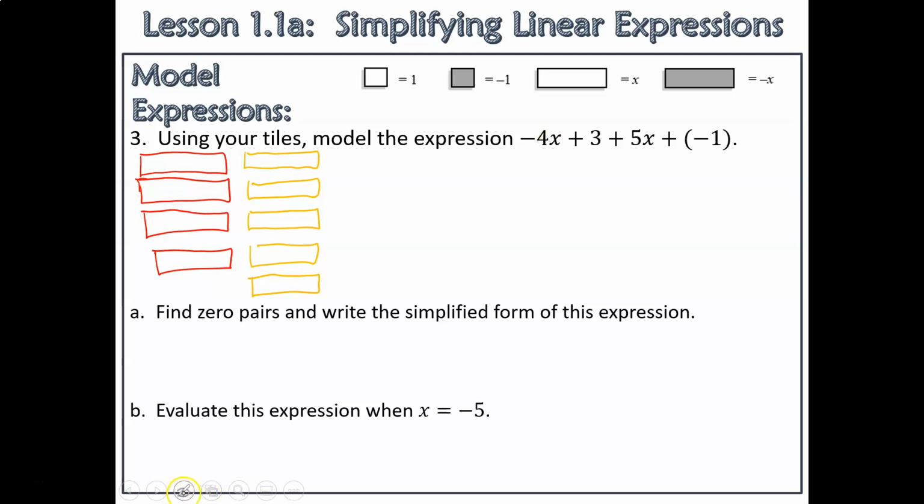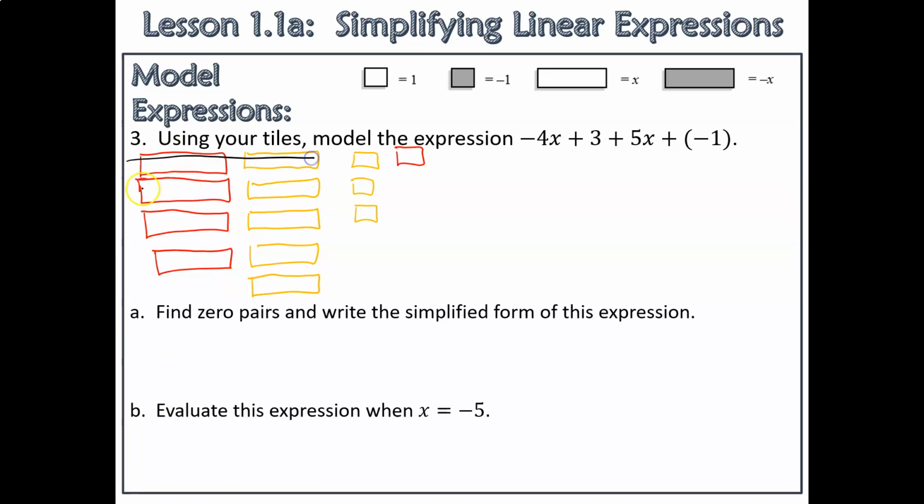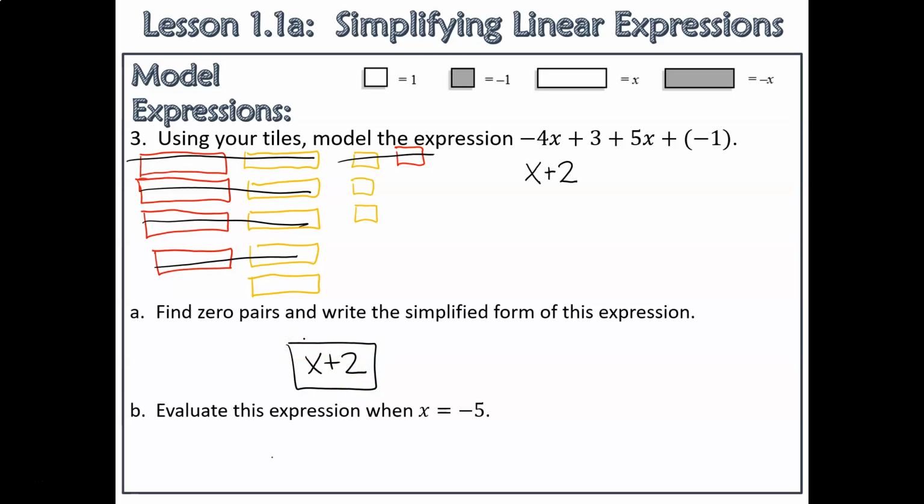Now we have positive 3. So these are my squares. And negative 1. So we have 1 of those. So now we're going to go back. We're going to find 0 pairs on the x's and 0 pairs on the 1s. So let's do that. So I can cross off every single pair that has a partner. And we are left with a positive x, so 1 of them, and 2 positive 1s. So this is our simplified version of that expression.